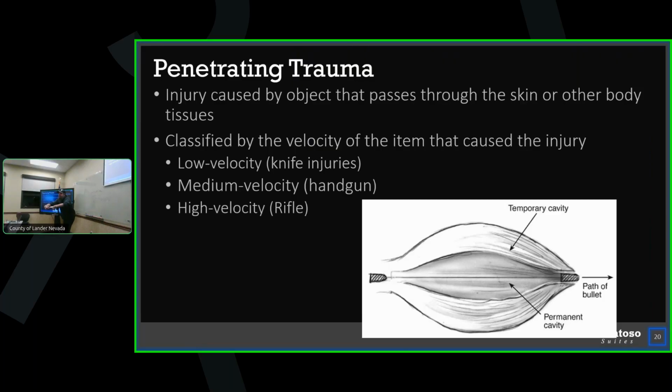So the bullet comes in, it creates a temporary cavity, so it kind of makes everything blow out. There's a lot of force behind it. And then there's a permanent cavity, so what actually stays open. So even though someone gets shot in the shoulder, there's a chance that it could cause a lot of internal trauma. There's also a chance that the bullet kind of ricochets around inside.